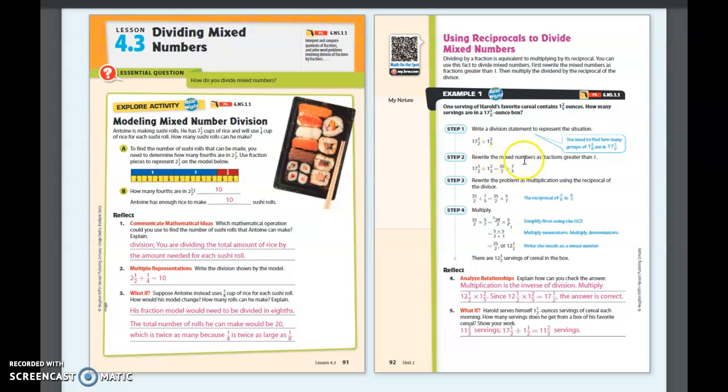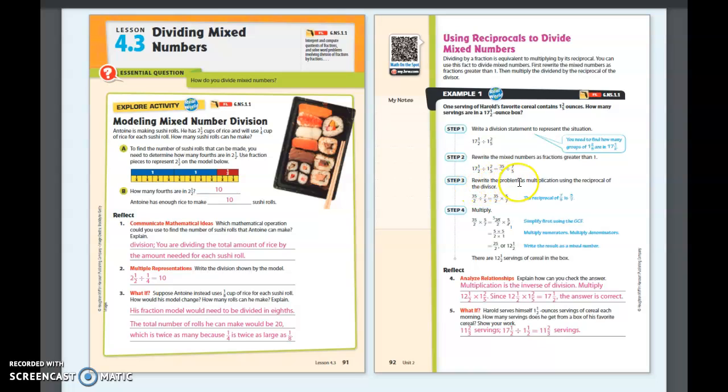I'm going to rewrite the mixed numbers as fractions greater than 1. So 17 times 2 plus 1 is going to give me 35/2. And then 1 times 5 plus 2 is going to give me 7/5. So now I have them written as 35/2 divided by 7/5.